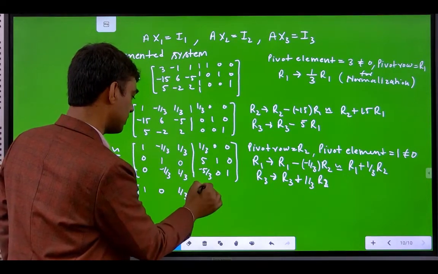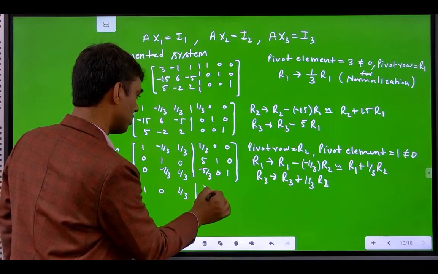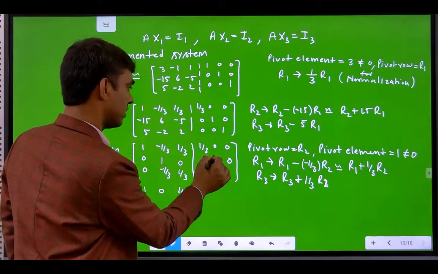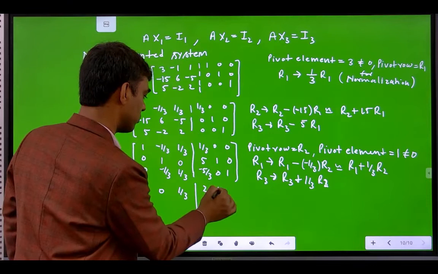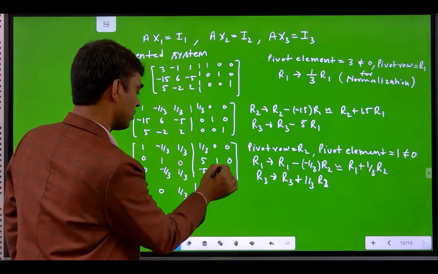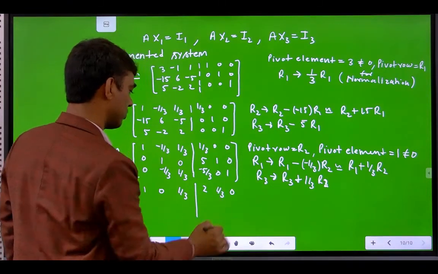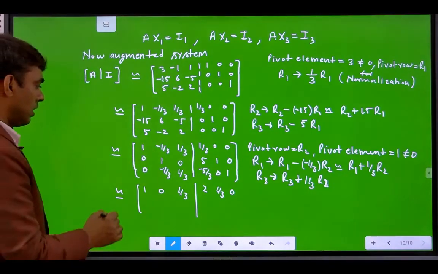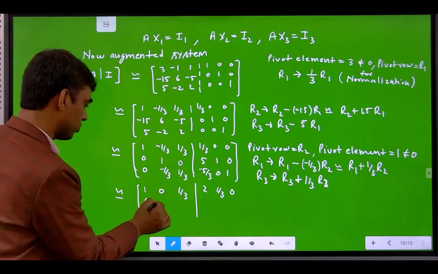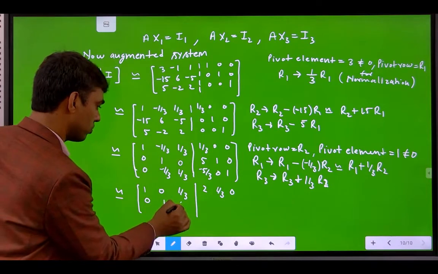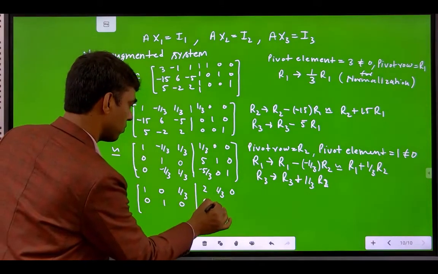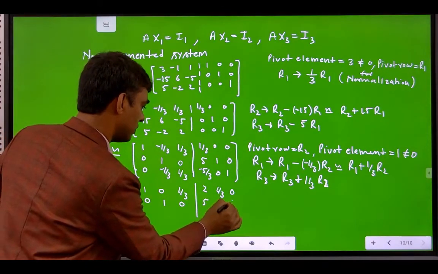So what is the value of this one? 6 by 3 means 2. So this one is a 0 and 1 by 3. This one is a 0, and this one is a 0. And in the second row there is no change because this one is a pivot row: 0 1 0, 5 1 and 0.